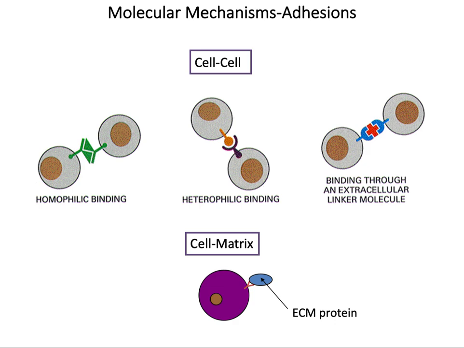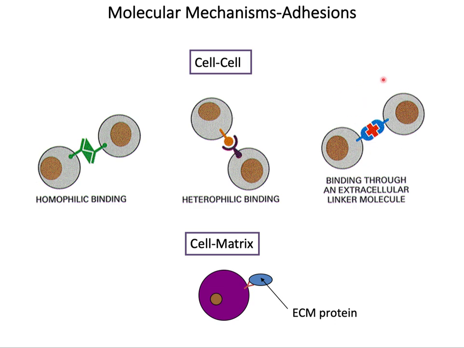So the cells interact with each other and with the matrix through these transmembrane linker proteins. When a transmembrane linker protein binds to an identical transmembrane linker protein on a neighboring cell, this is known as homophilic binding. When a transmembrane linker protein binds to a different protein in a neighboring cell, this is known as heterophilic binding. And of course, the interaction of a cell with an extracellular matrix component is always considered heterophilic binding because the receptor is binding to something different in the extracellular space, for example, an extracellular matrix protein.